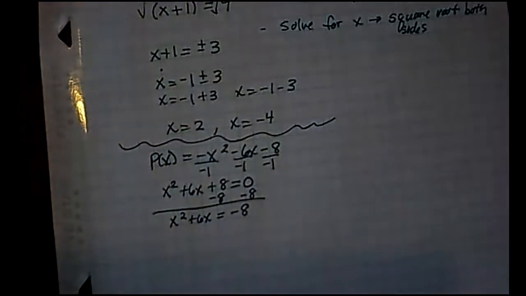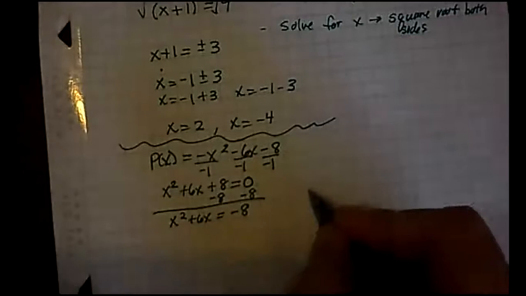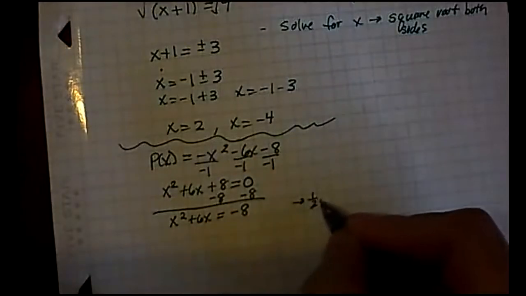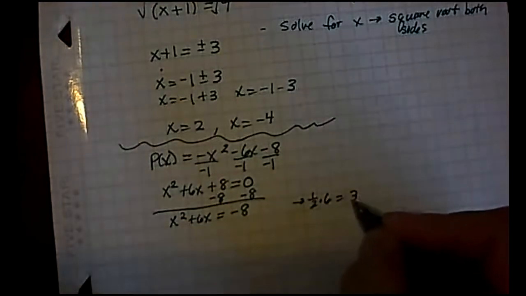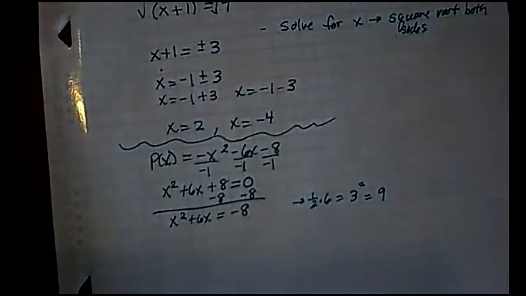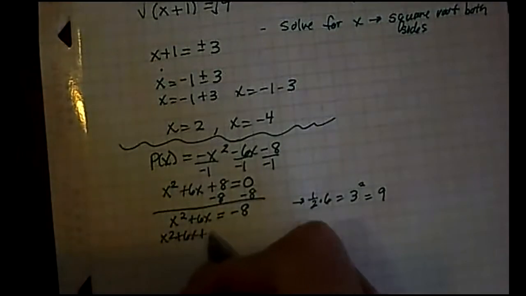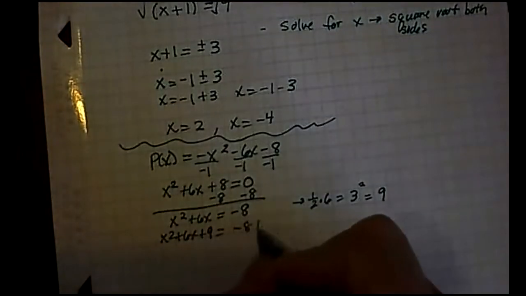Okay. All right, now we're going to take half the middle term. Again, this is the middle term. Half the middle term and square it. So we're going to take 1/2 of 6, which is 3, and we're going to square it, which is 9. So over here, I'm going to add 9. And on this side, I'm going to add 9.